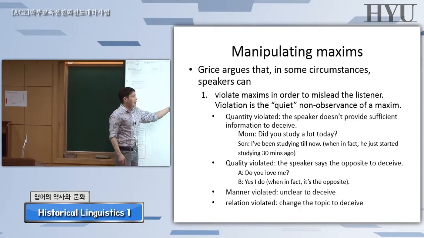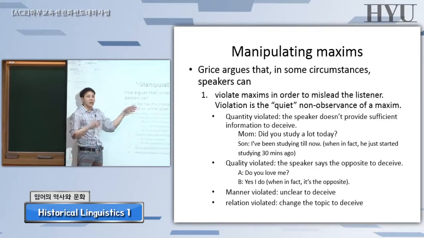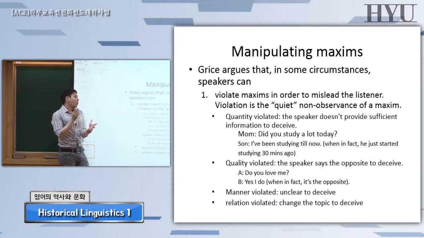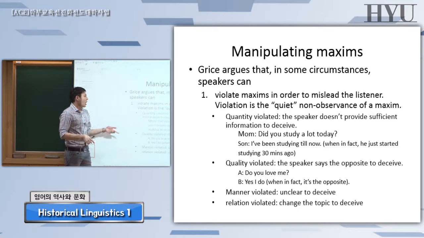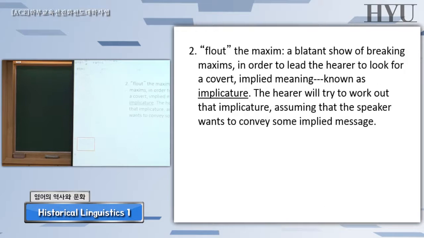We will not be looking at this case, right? We will not be paying a lot of attention to this case because it's not normal. We don't do that. We don't go around trying to mislead people. That's one reason. And another reason is that we cannot know for sure. Because it's not frequent, when we analyze language, we don't know for sure whether that person tries to deceive people or not. So we will not be focusing on this, but we'll be focusing on the other type, which is also a case of manipulating the maxim, but what we call flouting.